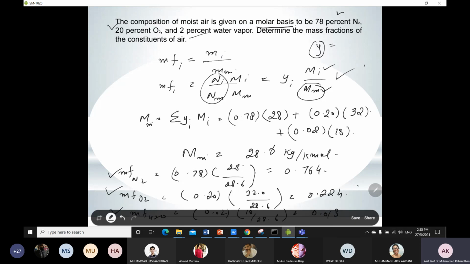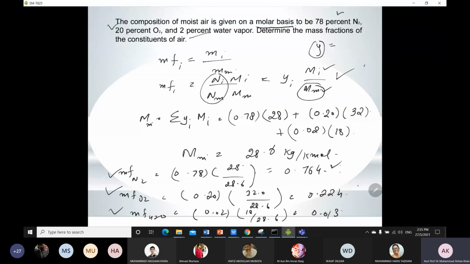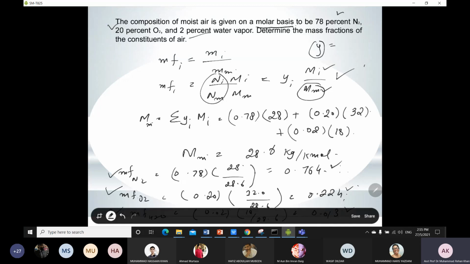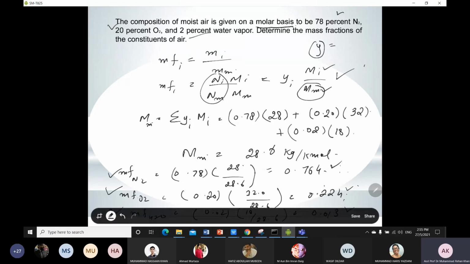So all three required things are known to us, which is what the question required. The moist air is composed of 76.4% mass fraction of N2, 22.4% of O2, and 1.3% of H2O. If you have any question, you can ask me and note it down. Then we will move to the next part, the next question.